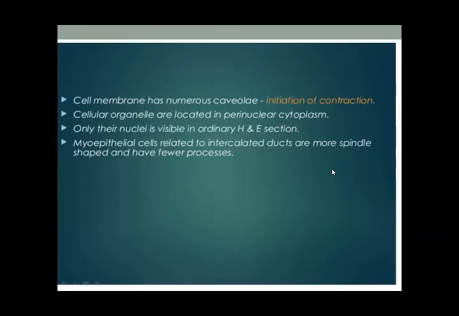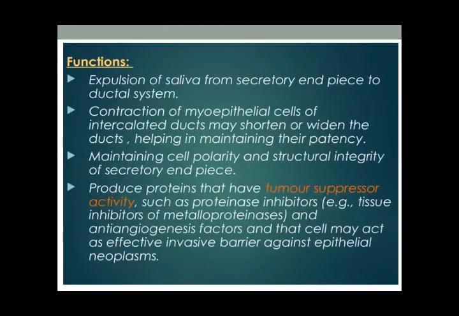Cell membrane has numerous receptors for initiation of contraction. Cellular organelles are located in the perinuclear cytoplasm. Only the nucleus is visible in ordinary hematoxylin and eosin section. Myoepithelial cells related to intercalated ducts are more spindle shaped and have fewer processes. Functions: extrusion of saliva from secretory end pieces.